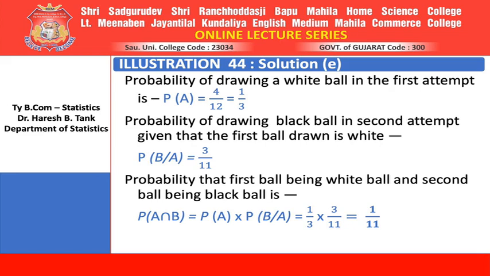Now probability of drawing a white ball in the first attempt: number of white balls is 4, total number of balls is 12, so it comes to 4 by 12, which is 1 by 3. Probability of drawing a black ball in the second attempt, given that the first ball drawn is white, so probability of B, where A already occurred, becomes 3 upon 11. Probability that the first ball is white and the second ball is black becomes probability of A intersection B, which is probability of A multiplied by probability of B, where A already occurred, simply a product of these two probabilities, 1 upon 3 multiplied by 3 upon 11, which comes to 1 by 11. Right? It is simply a reciprocal of the last example.